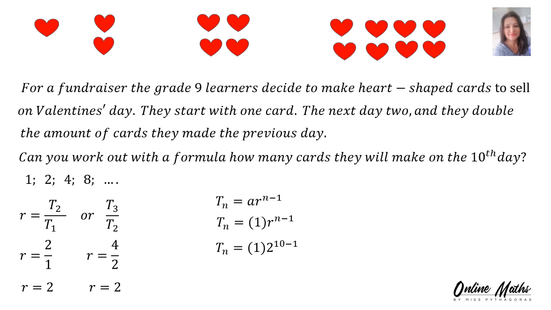Then, where does the 10 fit in? We want to know how many cards they will make on the 10th day. So in n's place, you substitute 10. And then 10 minus 1 is 9. And then 2 to the 9, you work out with your calculator, and the answer is 512. So what does that mean? That means on the 10th day, they will make 512 cards.